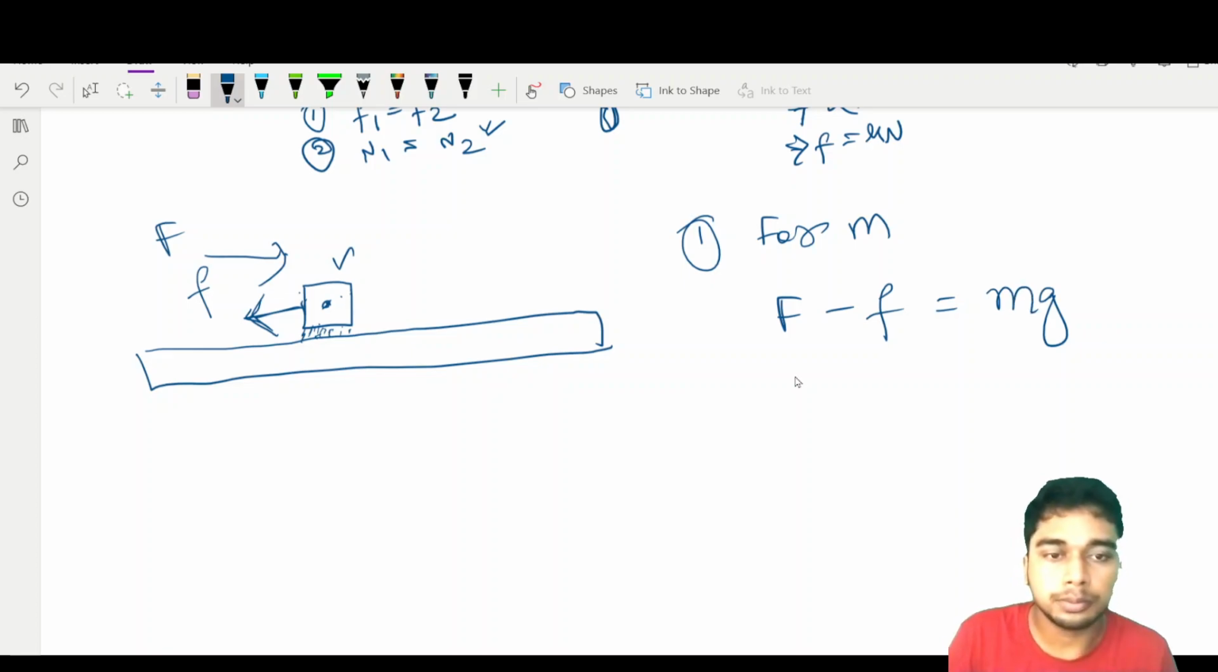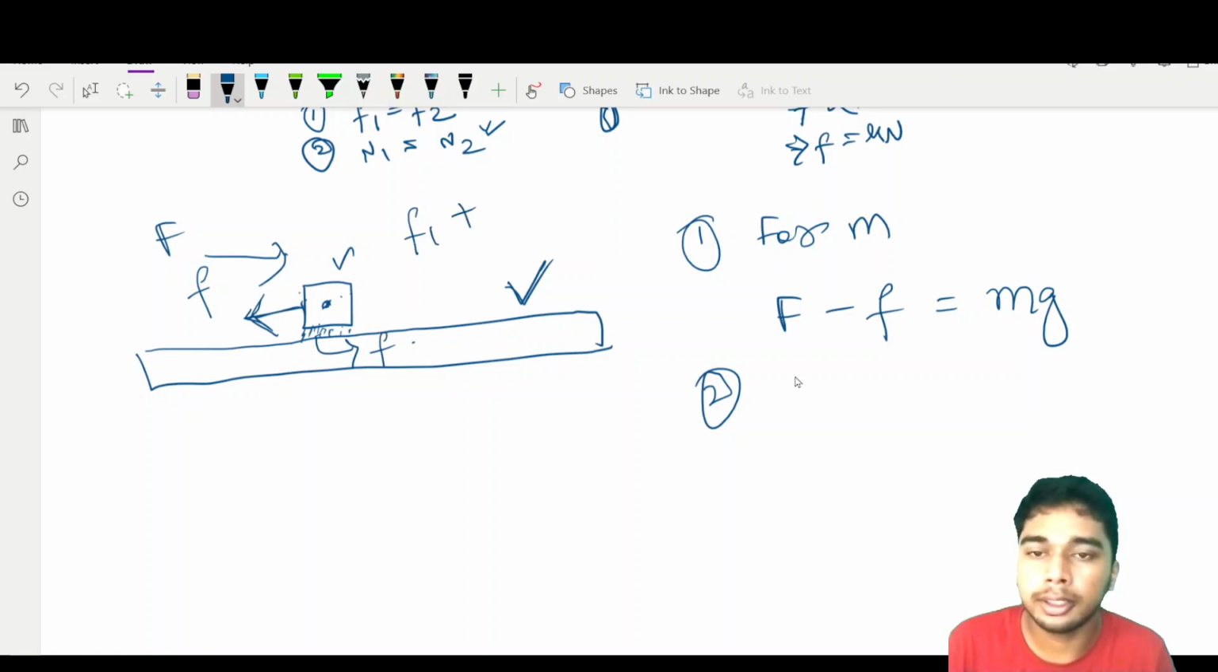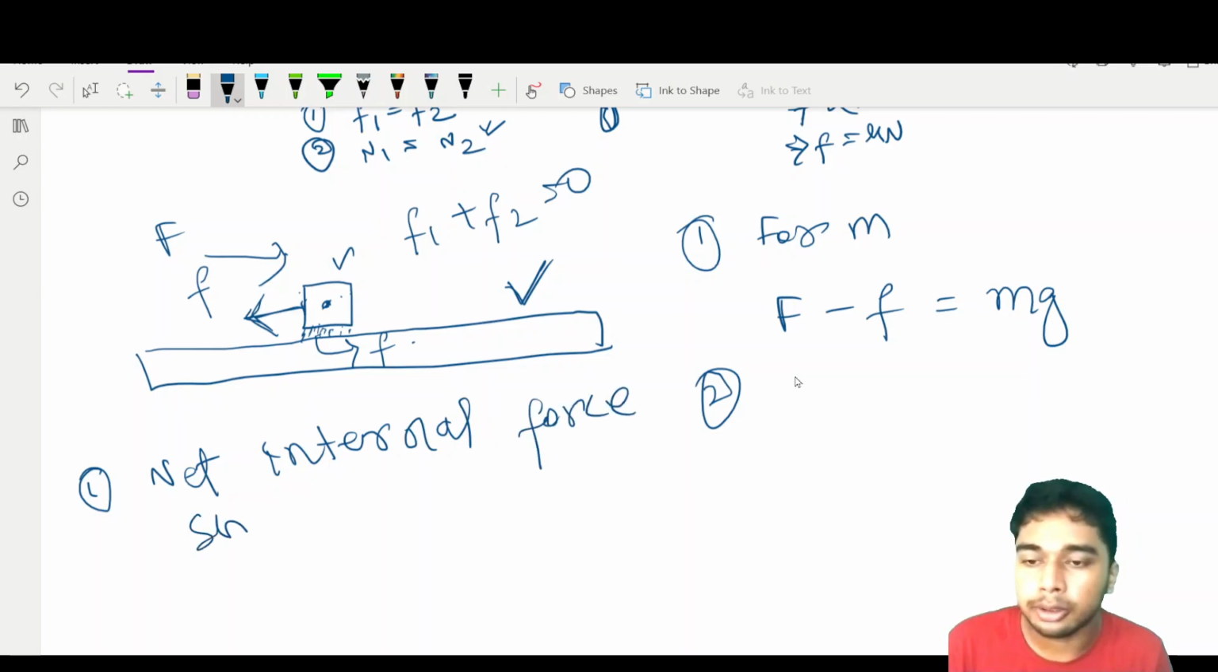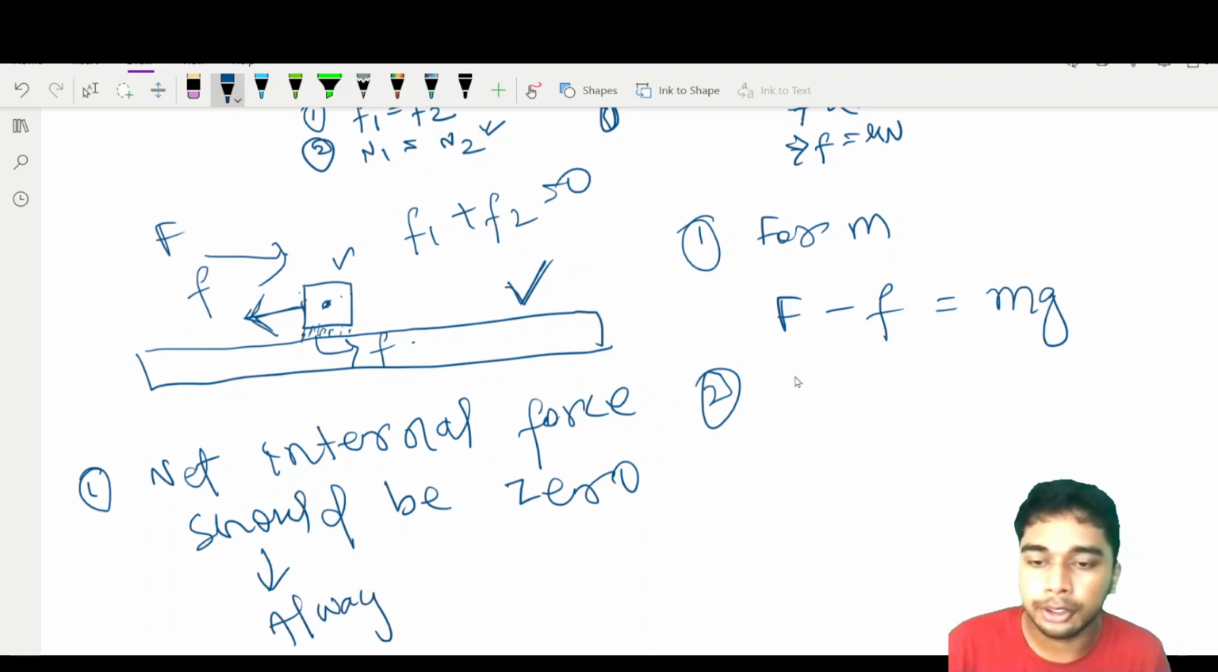Next thing is, if I draw for the second case, for the plank case, what I will write? I will write, see, there will be a frictional force f, so that F1 plus F2 will be 0. It should be remembered that the net internal force should be 0, this is always 0.